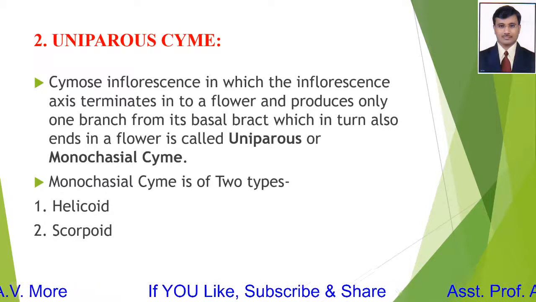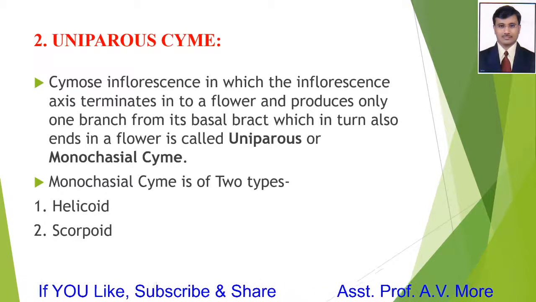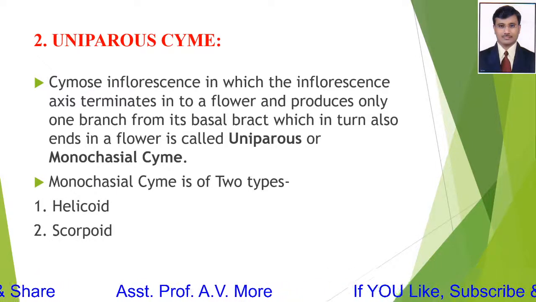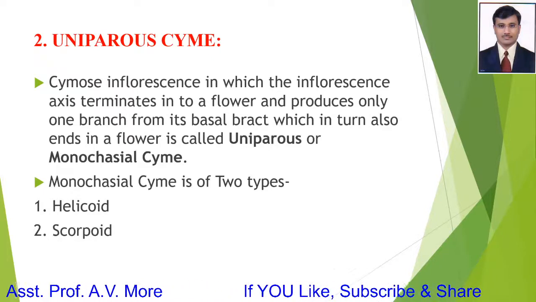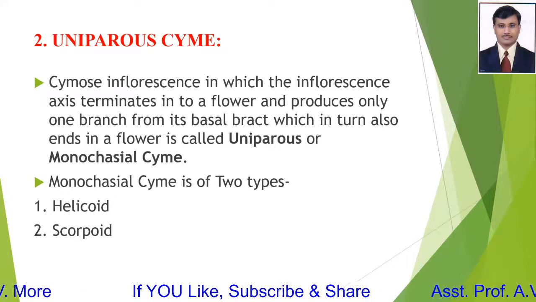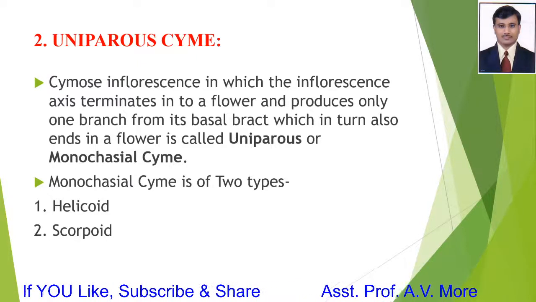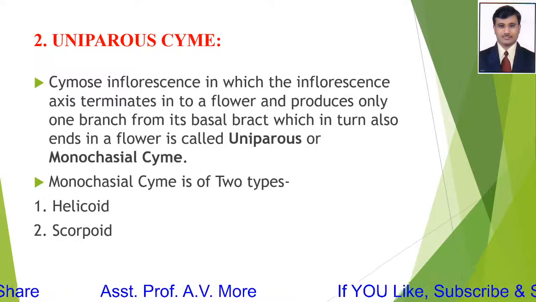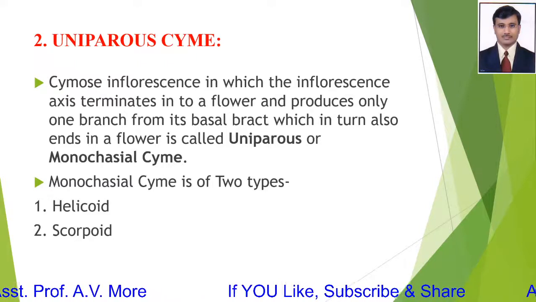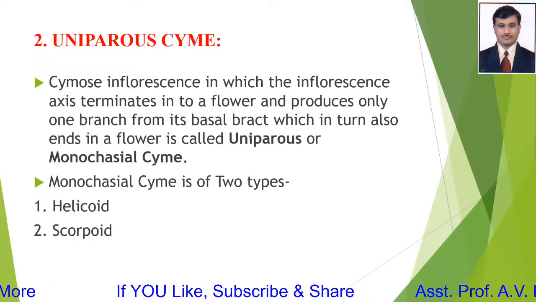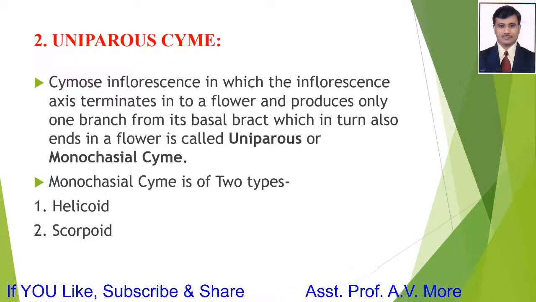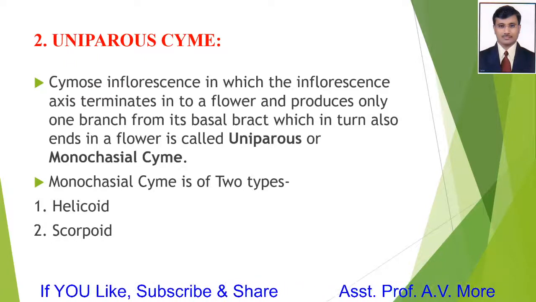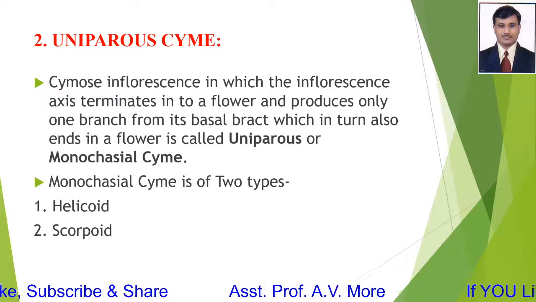Next point, uniparous cyme. Uni means single. Cyme inflorescence in which the inflorescence axis terminates into a flower and produces only one branch from its basal bract, which in turn also ends in a flower, is called uniparous or monochasial cyme. Mono means single. So this inflorescence produces only one branch.